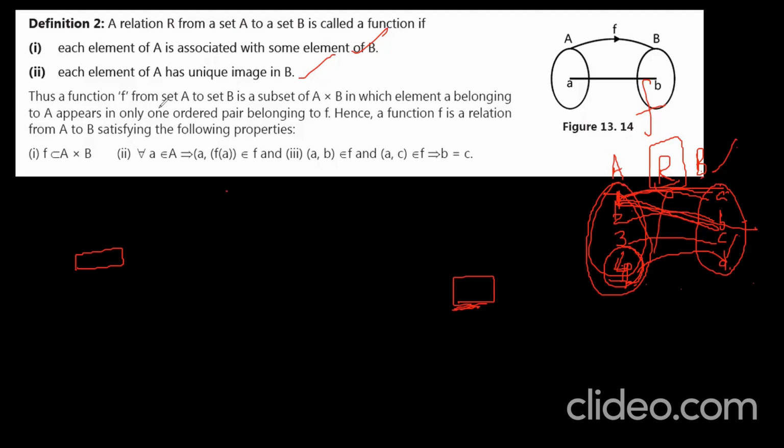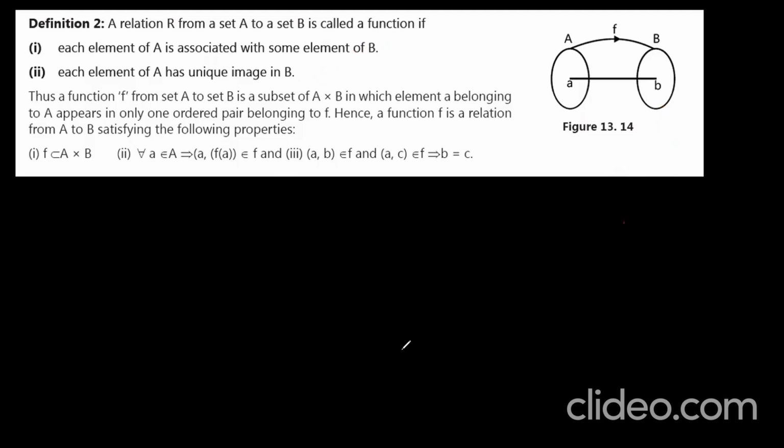Thus a function f from a set A to a set B is a subset of A cross B in which each element belonging to A appears in only one ordered pair belonging to f. Hence, a function is a relation, right? A function is no doubt a relation, but a relation may or may not be a function. Understand?